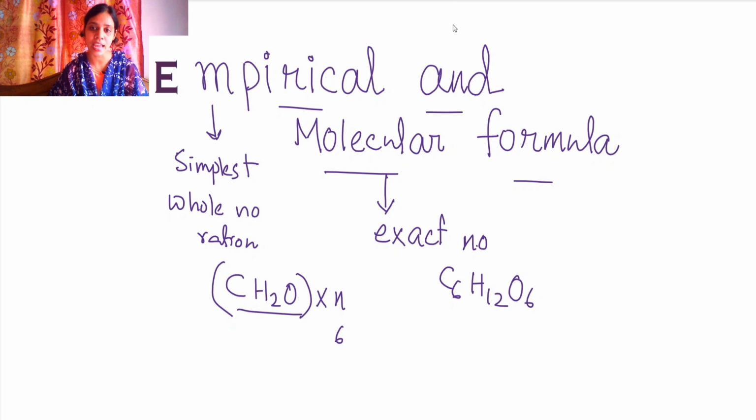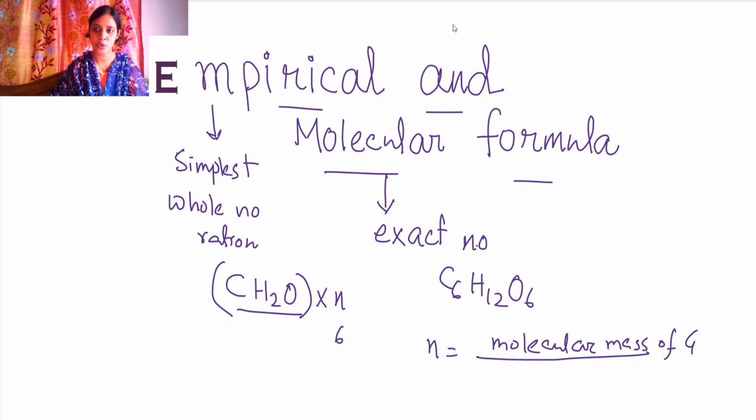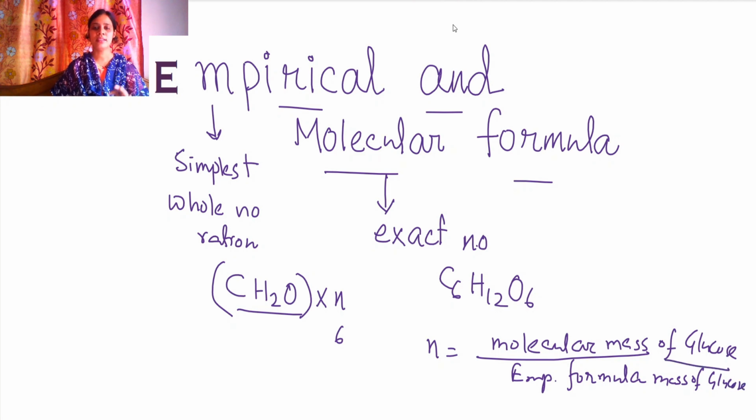Now, how can we get the value of N factor? The value of N equals the molecular mass of glucose divided by the empirical formula mass of glucose. So in this way we can get the value of N equals the molecular mass of that substance divided by the empirical formula mass of the same substance, then only we get the value of N.